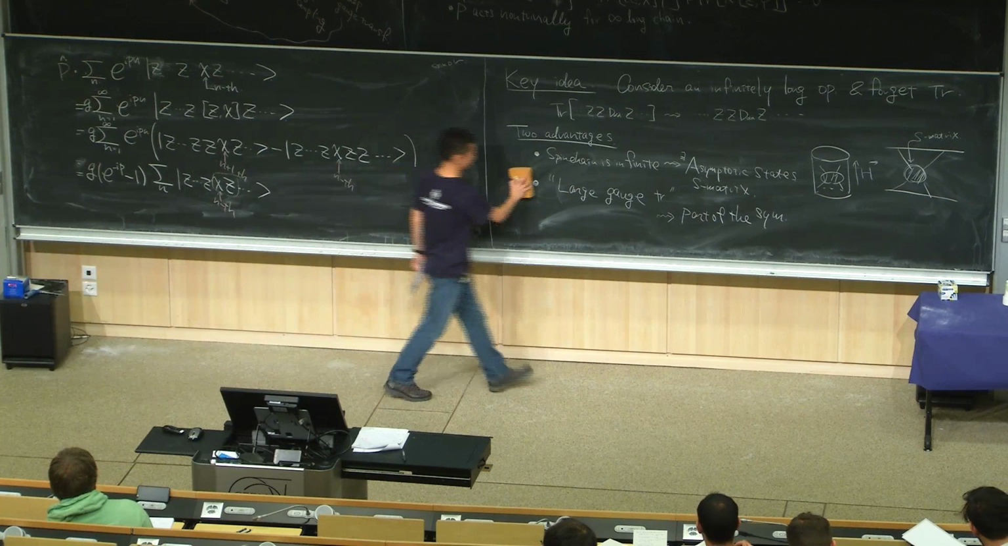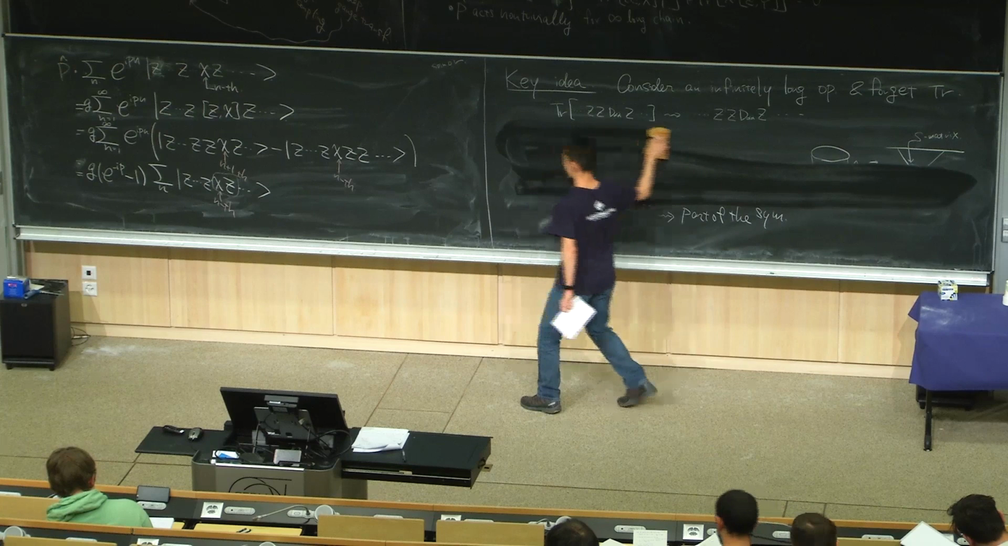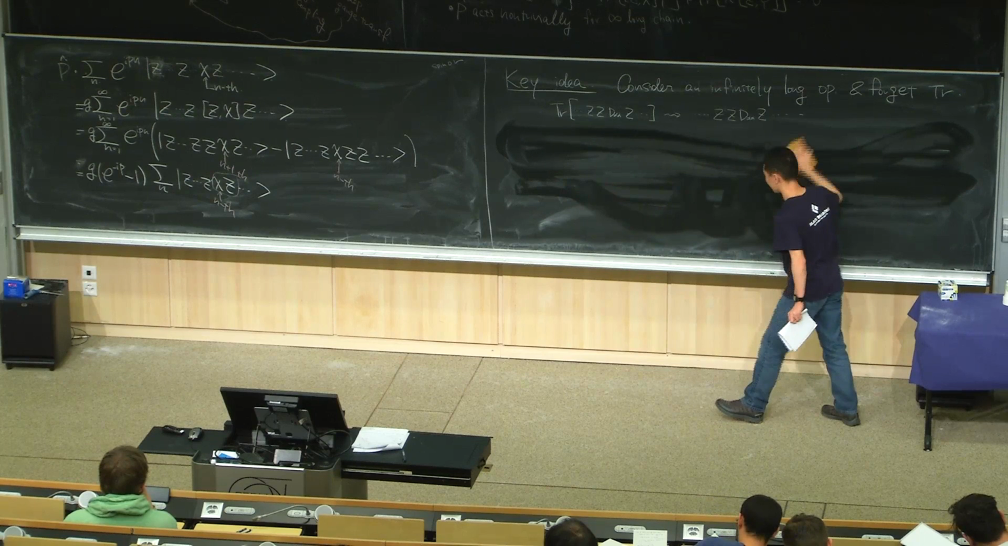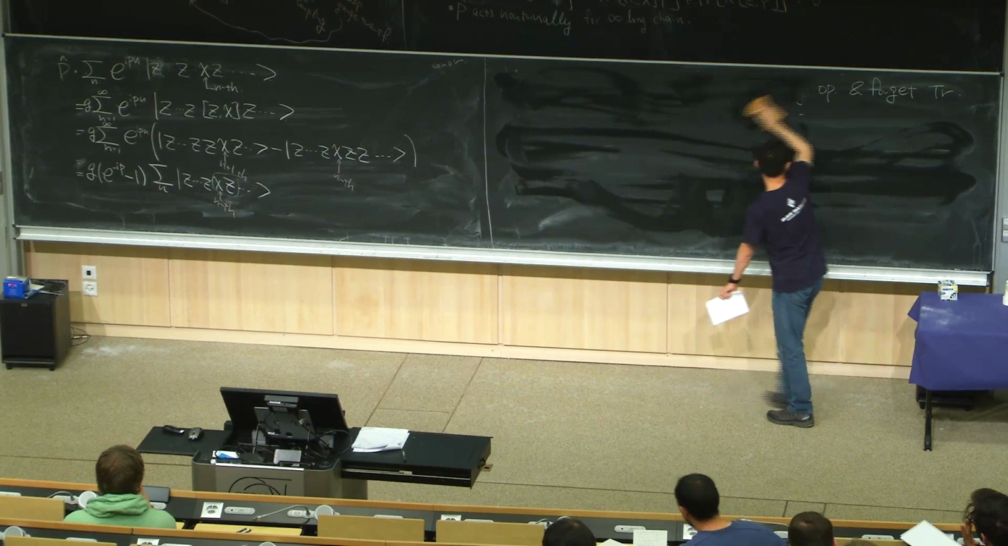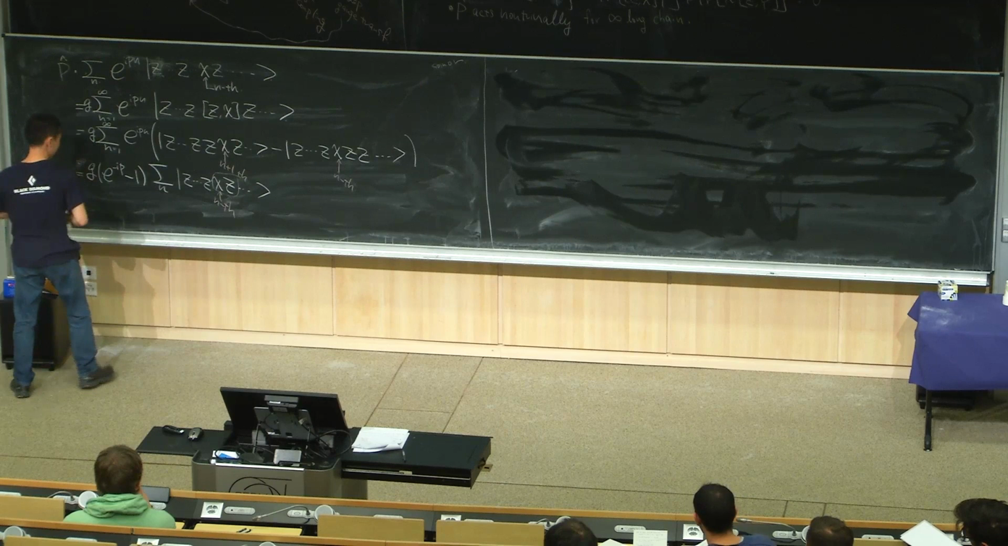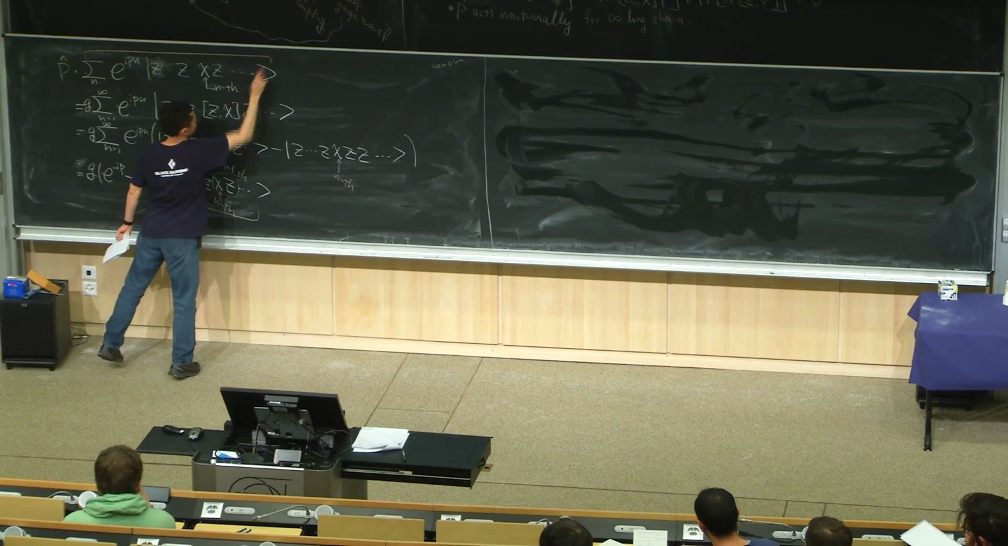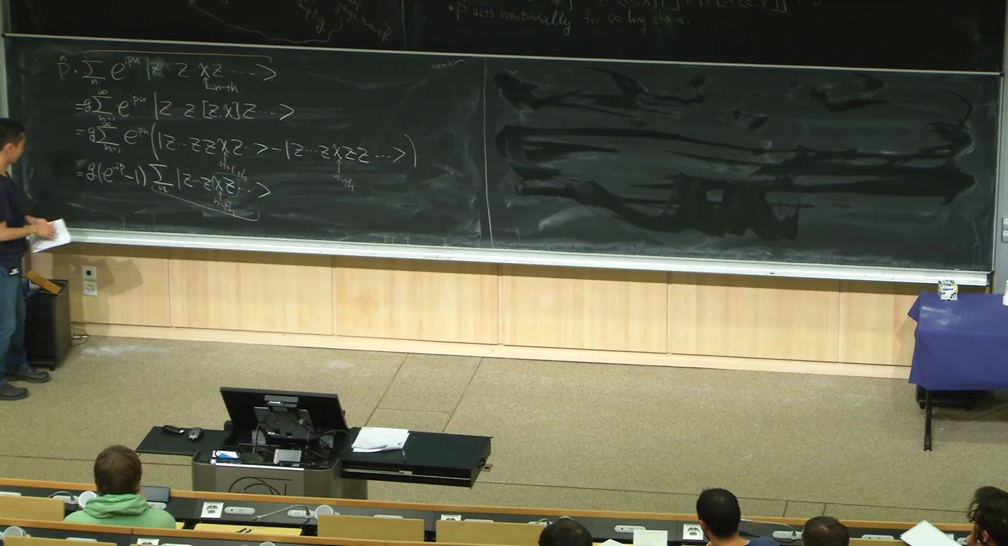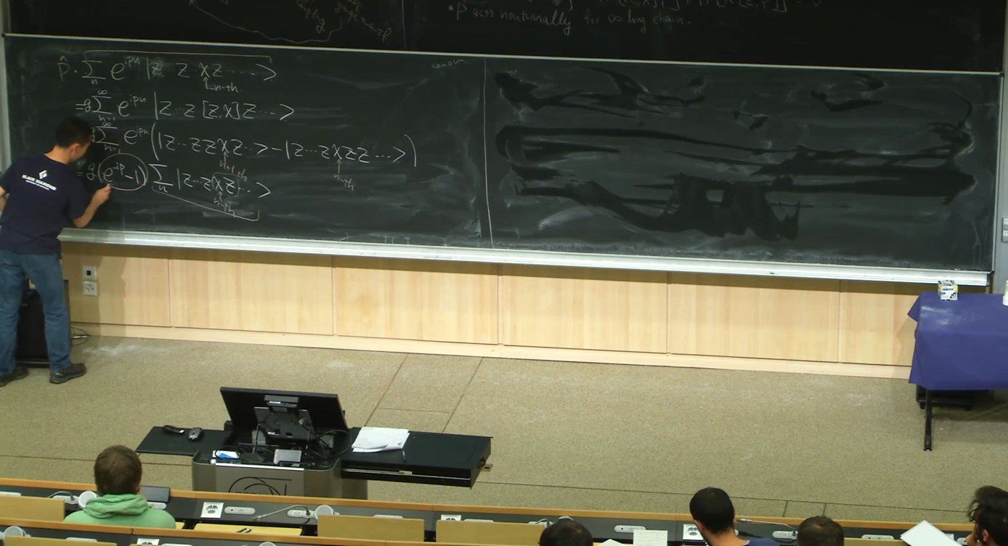Okay, so I need to make one remark about this. If you look at the structure, you discover that the part which I wrote here is exactly the same as the original state. So in a sense, the original state is an eigenstate of P. And if you look at the eigenvalue, you probably notice that this is nothing but a discrete translation.